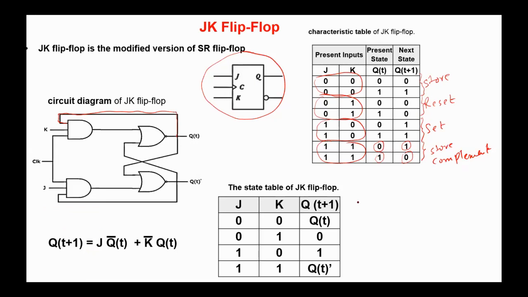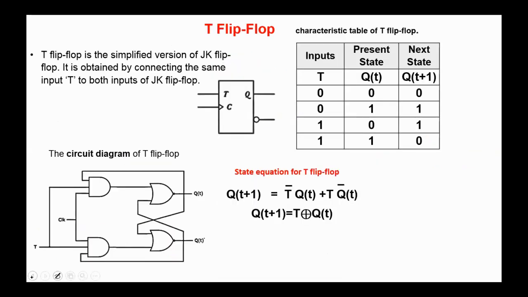From the characteristic table, it's easy to derive the state table for the JK flip-flop. On 0, 0, we have store. On 0, 1, reset. On 1, 0, set. And on 1, 1, store complement. And from the characteristic table, also, we can find the characteristic equation for the JK flip-flop, which is Q of t plus 1 equals J not Q of t or not K Q of t. Next, T flip-flops. T flip-flop is the simplified version of the JK flip-flop.